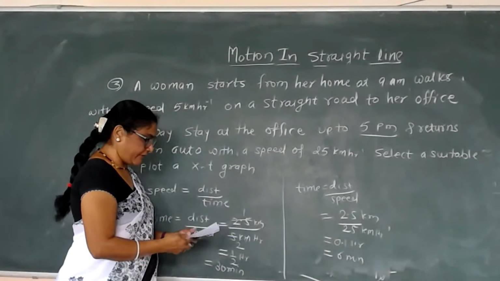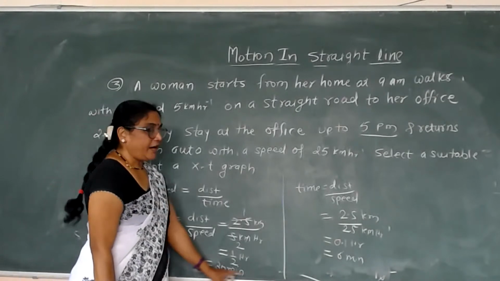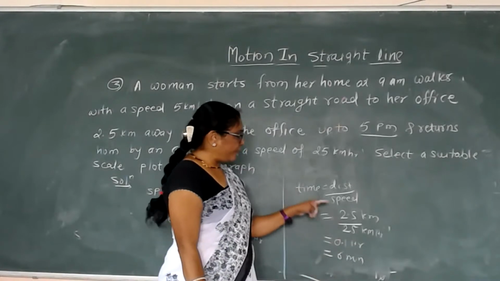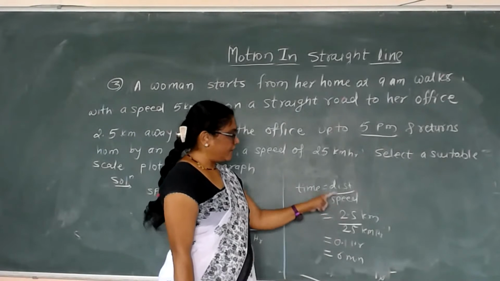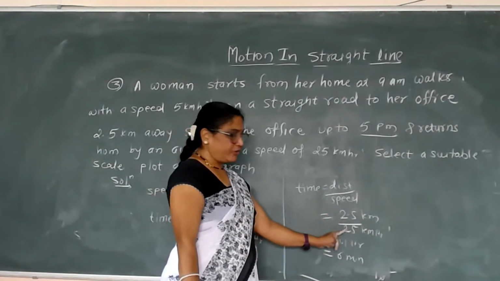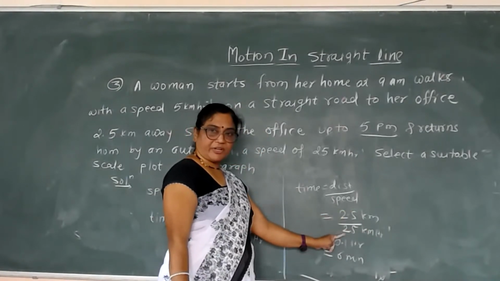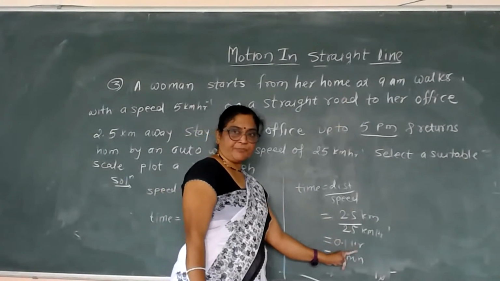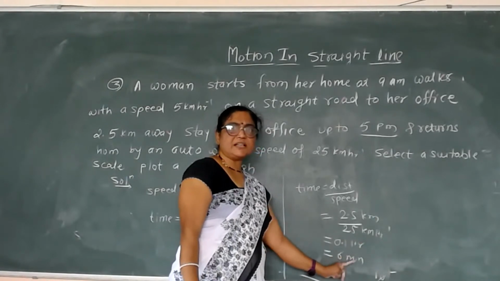So the time required to reach the office is 30 minutes and the time required to reach home is 6 minutes. So we use the simple formula: time is equal to distance divided by speed. Distance is 2.5 kilometer and the speed is given as 25 kilometer per hour. So 2.5 divided by 25 is equal to 0.1 hour. 0.1 hour into 60 is 6 minutes.